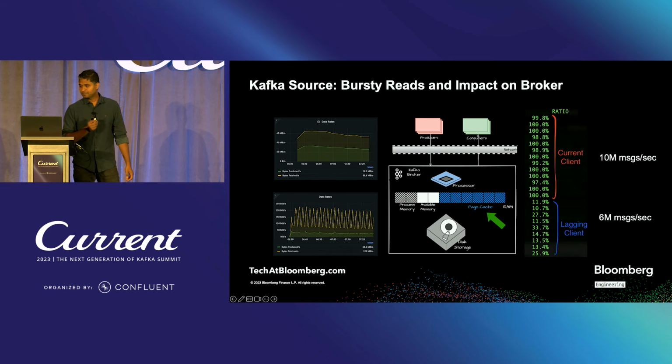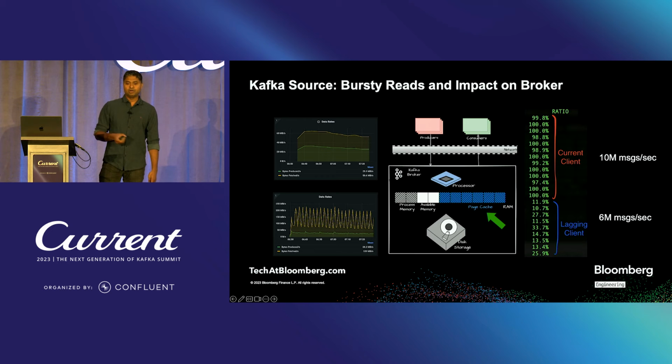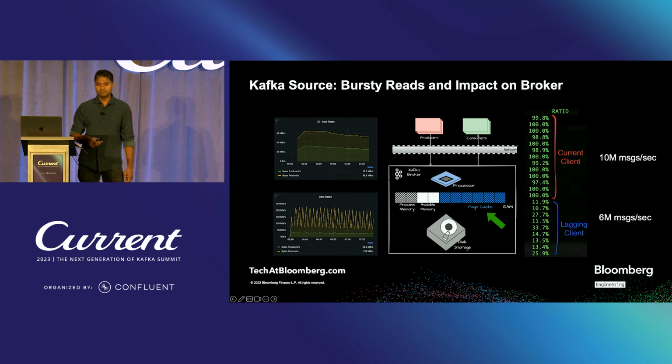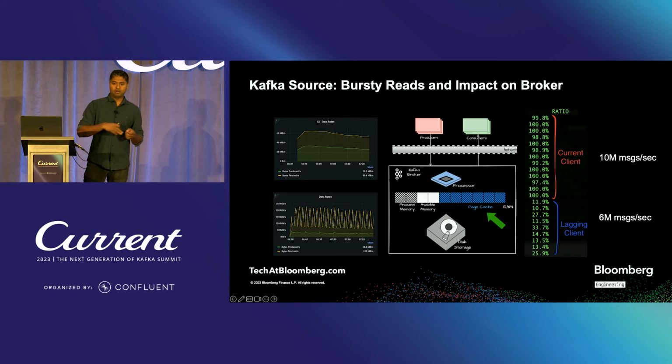We'll find out. With some experiments, we were able to capture the page cache hit ratio on the broker by running a bunch of current clients in one test and a bunch of lagging clients in another scenario. When we had a lot of current clients reading the most recent messages, we observed that the cache hit ratio was as close as 100%. On the other hand, when we had a lot of lagging clients, this ratio went all the way down to about 15%.